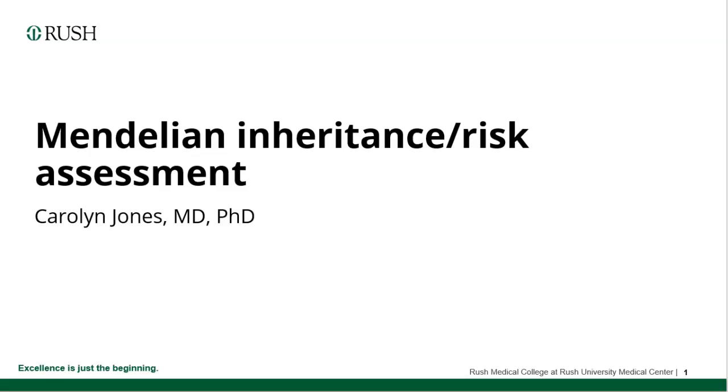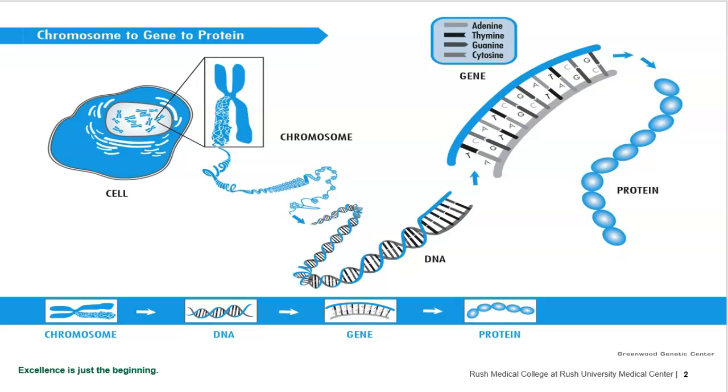Mendelian inheritance and risk assessment. This actually comes from the pre-matriculation material, but we're going to go over it more now. So inside of every cell in our body, we have chromosomes, and on the chromosomes are genes, and genes are like scaffolds that hold genetic information.